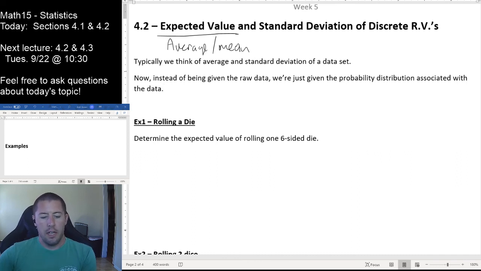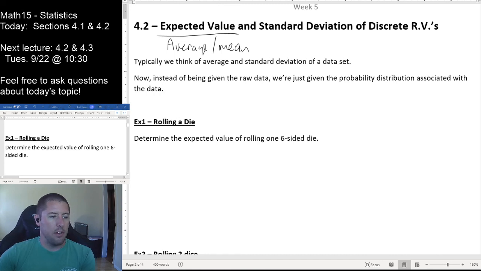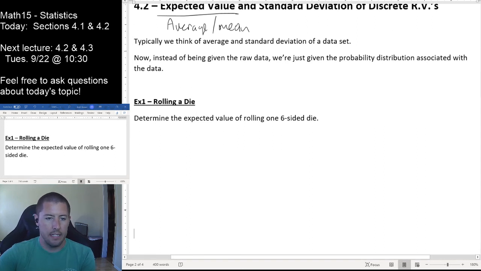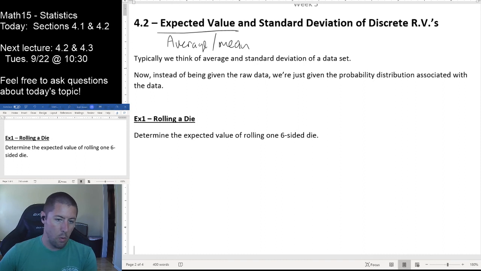So as our first example, we want to determine the expected value, or the average roll, associated with rolling one six-sided die. This is our most classic probability scenario. To answer this question, you should notice that we haven't been given any raw data. It's not like I'm saying I rolled a die 20 times and here are my results. I don't have that. And we also don't have a description of what to expect for each individual roll.